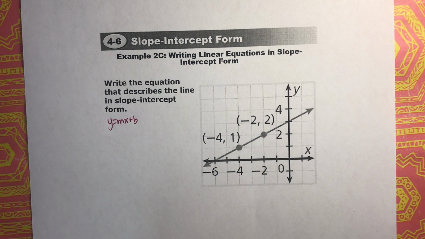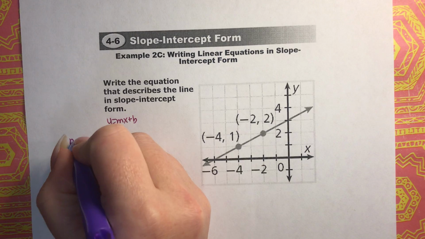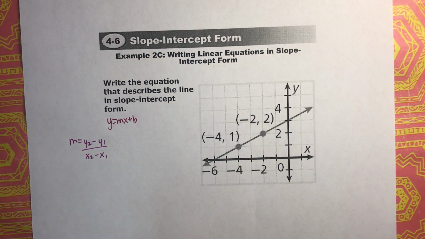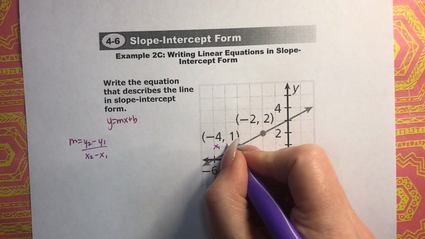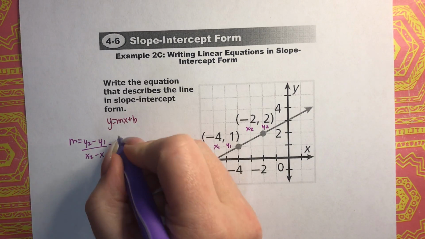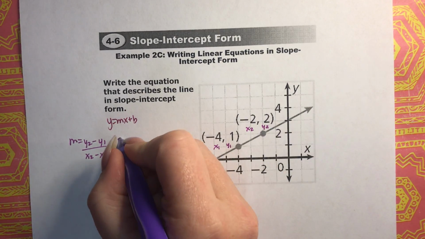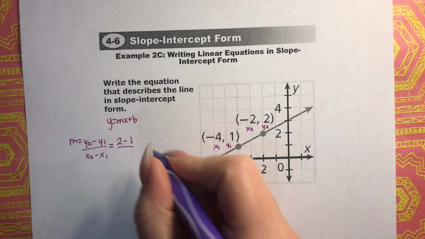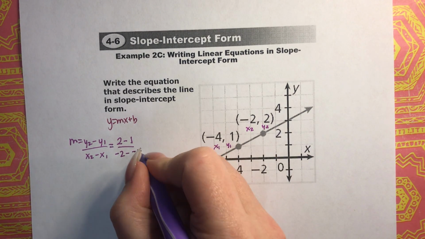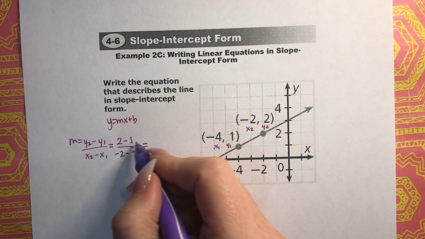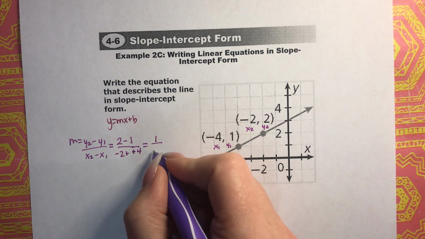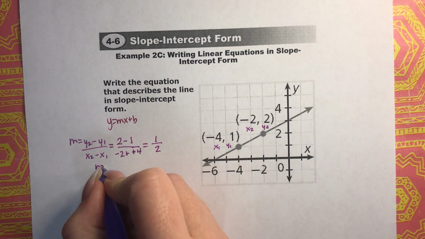So we're going to go ahead and start with the slope formula. m equals y2 minus y1 all over x2 minus x1. Okay, so I'm going to call this my x1, this is my y1, this is my x2, this is my y2, and I'm just going to plug those values in, and I get y2 is 2 minus y1 is 1 all over x2 is negative 2 minus x1 would be negative 4. Then we simplify, 2 minus 1 is 1, and then this would be addition, right? Negative 2 plus 4 would be 2. So we end up with our slope equaling 1/2.